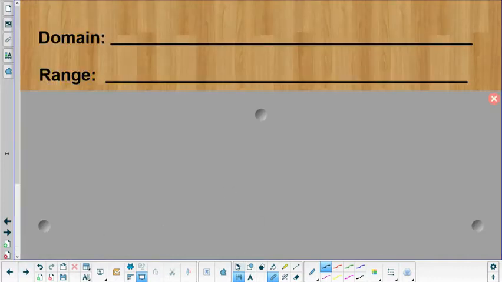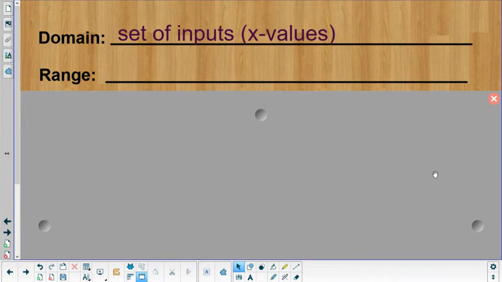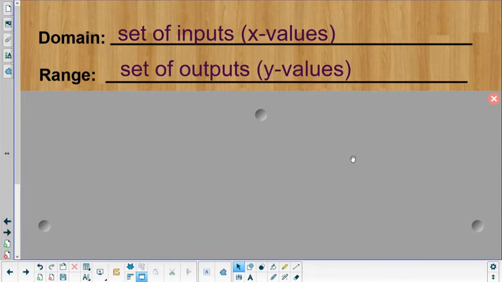Okay, now we need to talk about domain and range. Again, this is also a review from last year. Domain is the set of all of our inputs or all of our x values. Range is all of our y values or our outputs. The way I remember this is domain and range: D comes before R in the alphabet. Well, so does X. X comes before Y. So domain and x's go together, range and y's go together.